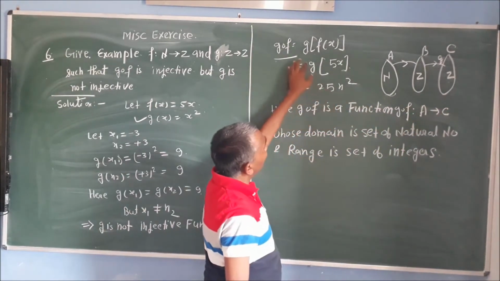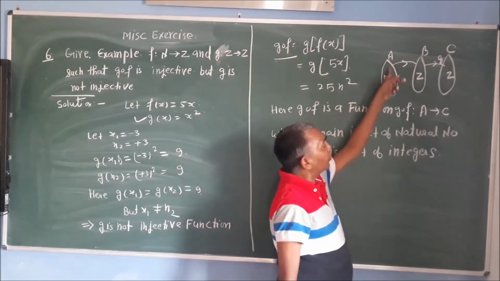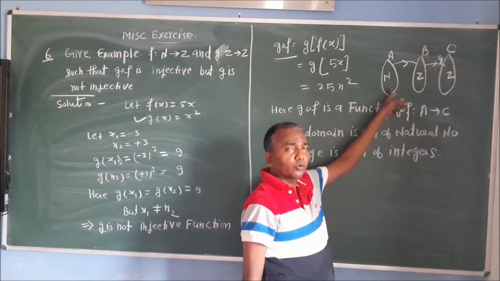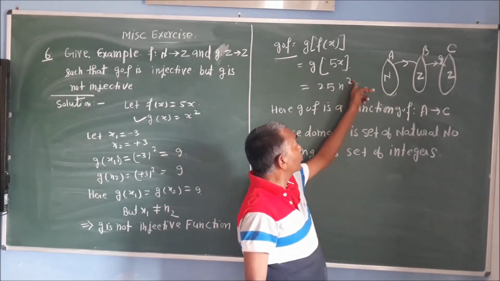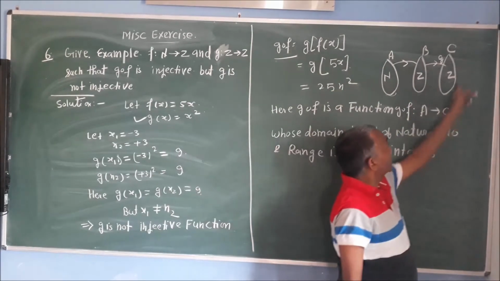Natural number means positive number 1, 2, 3, 4, up to infinite. You can take any number and multiply its whole square by 25. You will get a value in Z.